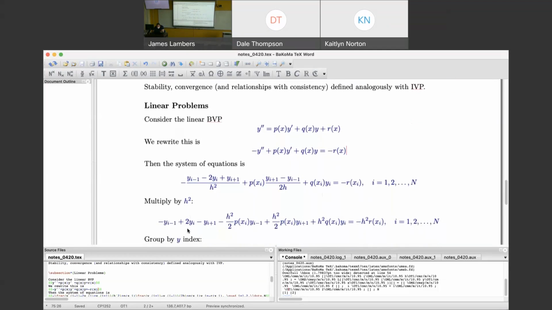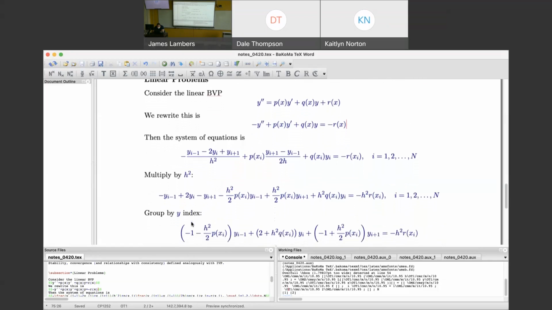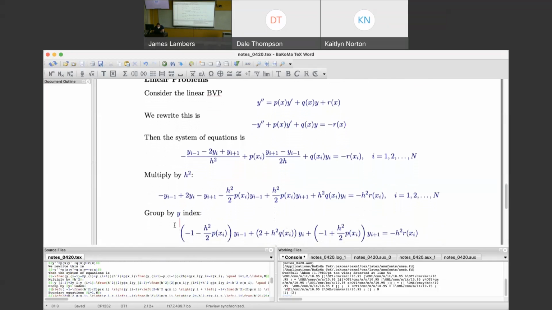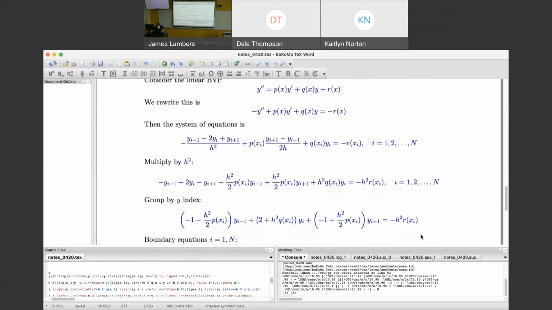and then group terms together based on the subscript of the y values. So in other words, I take all the terms involving yi minus 1, put them together, yi terms grouped together, yi plus 1 terms grouped together. So now my system of equations has this form. And this is for i going from 1 to n.